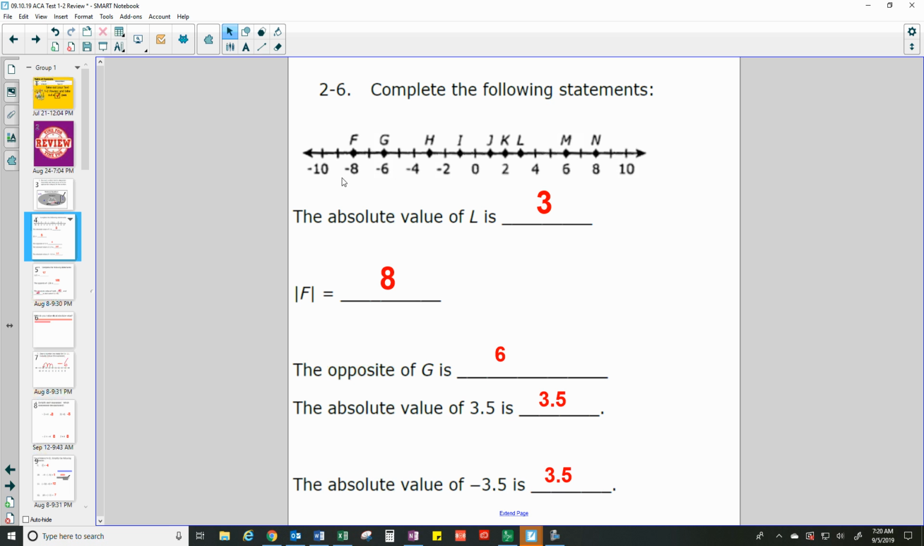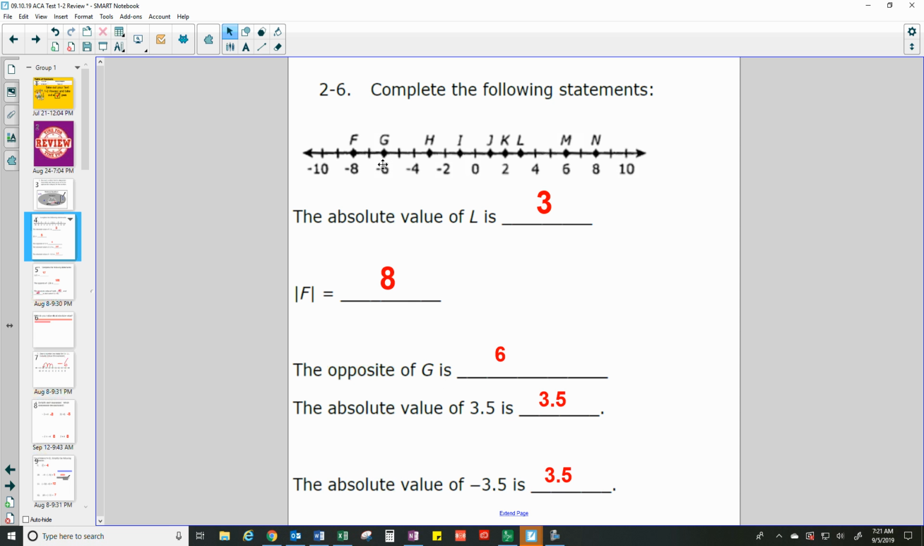Complete the following statement. The absolute value of L. So what is L? 3. What's the absolute value of 3? 3. Remember, absolute value is how far it is from 0. What's the absolute value of F? Where's F? -8. What is the absolute value of -8? How far is it from 0? 1, 2, 3, 4, 5, 6, 7, 8 spaces, or 8 units.